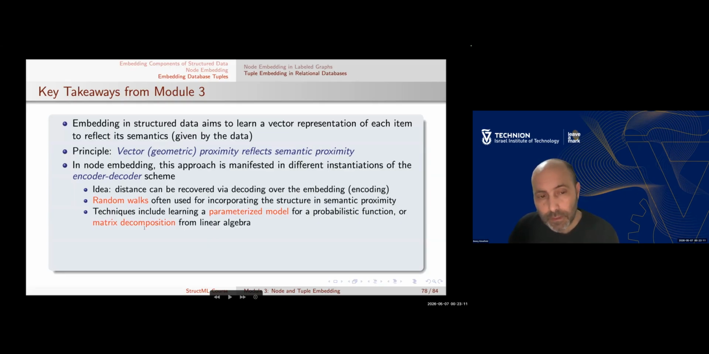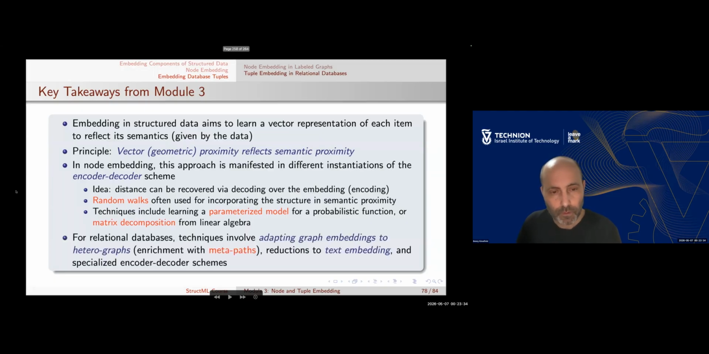We also looked at techniques that involve linear algebra, matrix decomposition. These ideas of distance between nodes, random walks, probabilistic functions usually capturing the random walks, and matrix decomposition are generic techniques for producing embeddings of nodes. Now, when you go to relational databases, you can either use the graph techniques or use adaptations of these graph techniques to heterographs, and ways to enrich them with the concept of metapath.